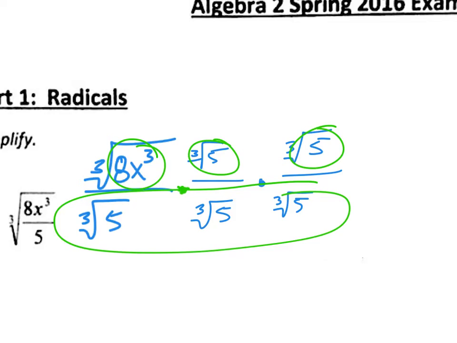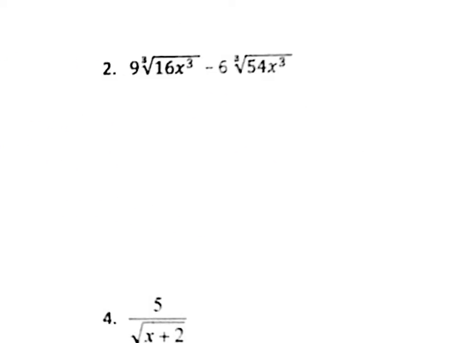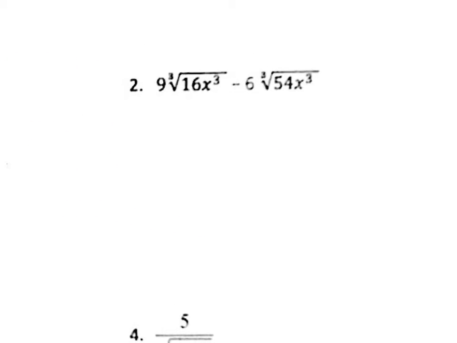If we look at number 2 here, we need to break these numbers down. We've got different radicands, and they need to be the same in order for us to subtract things. So if we look at how we can break down 16 and 54x cubed, we get trees that look something like this. And we need to see what we can take out.